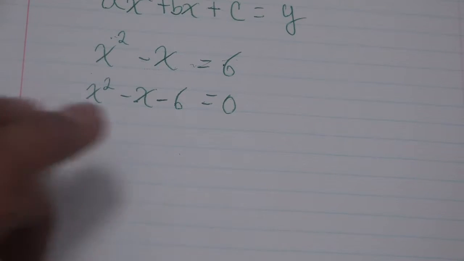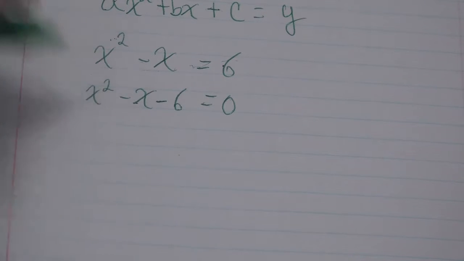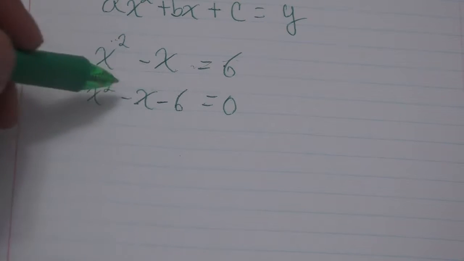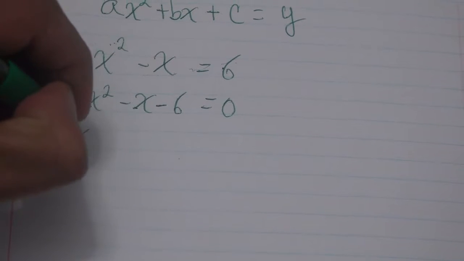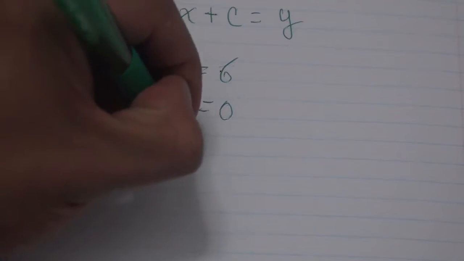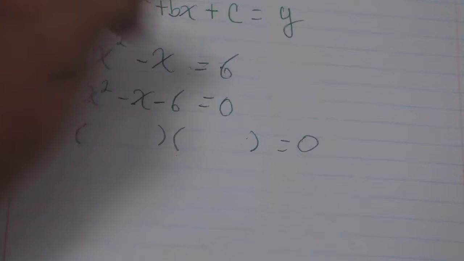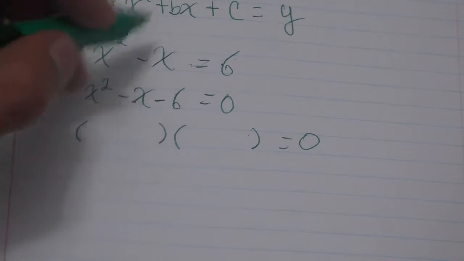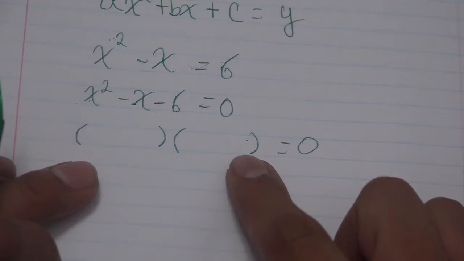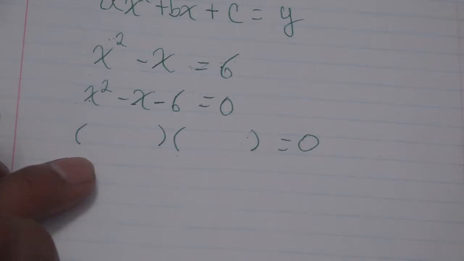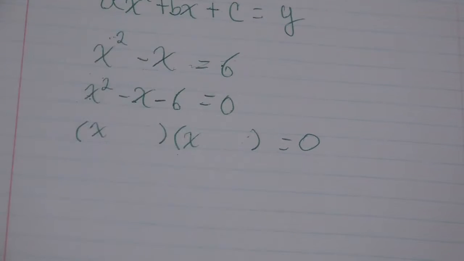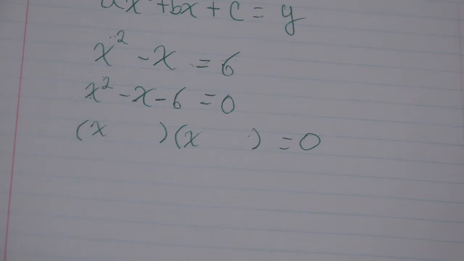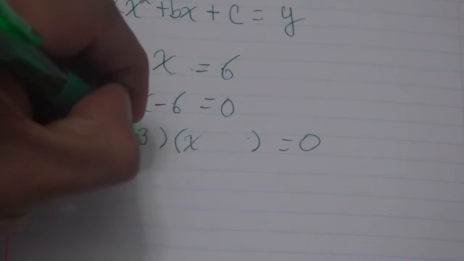Now that the quadratic equation is equal to 0, I'm going to factor. First I see if I have a GCF. I don't, the GCF is 1, so I don't have to do anything. All I have to do is open the parentheses. By now we should have mastered factoring. What are the factors of x squared? x and x. What are the factors of 6? 3 and 2.